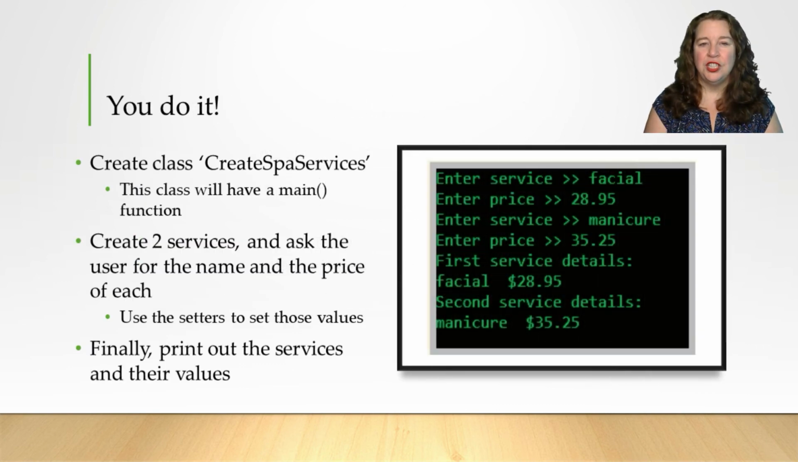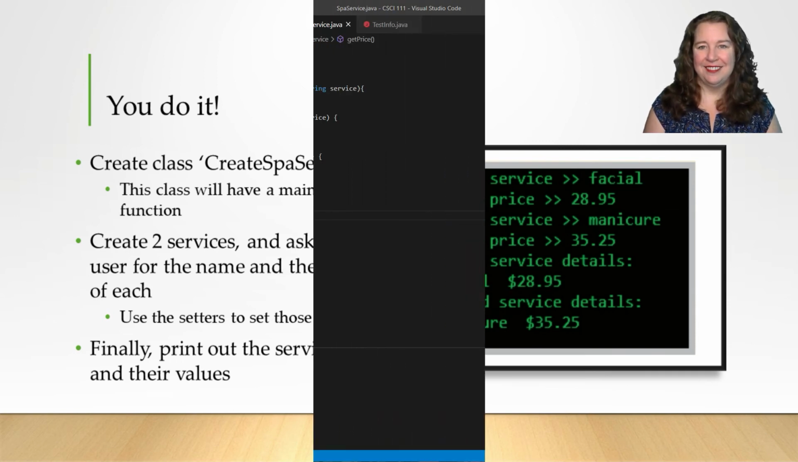So now we're going to do our create SPA services. This is going to be another test, quote unquote, file, a test class. This is going to have a main function, and in your function, you are going to be instantiating a SPA service object, asking the user for the name and the price of each, and then using your setters, and then being able to display from the object itself. Let's go see how this looks.